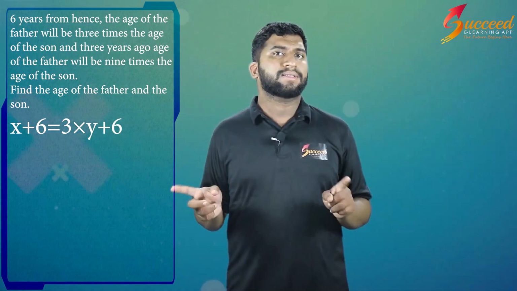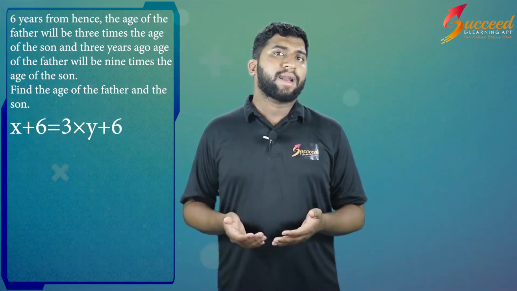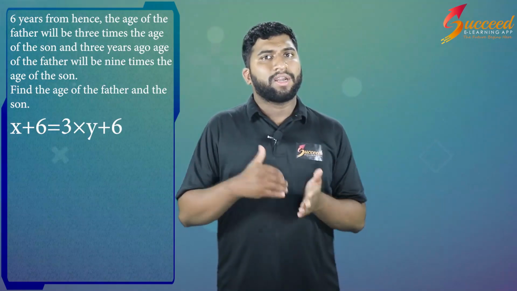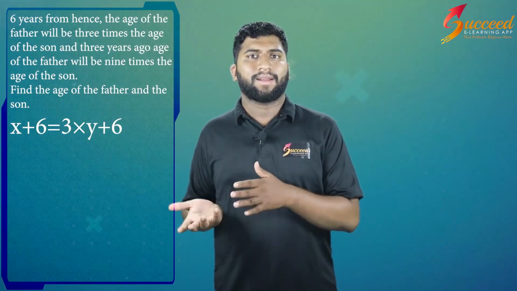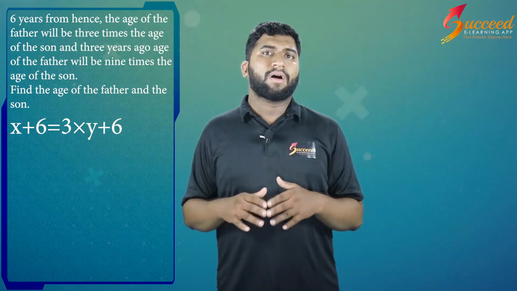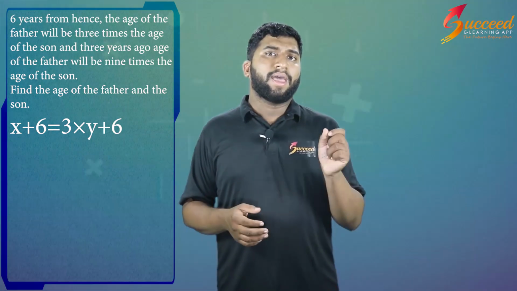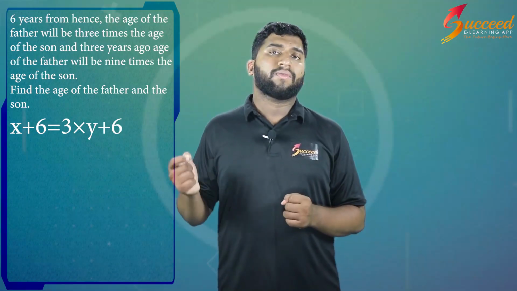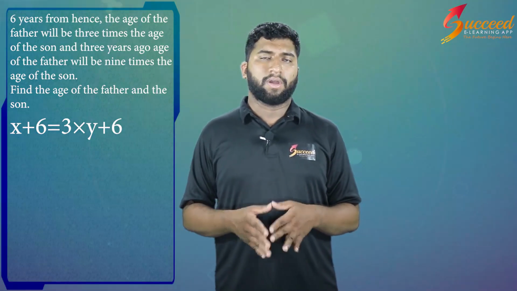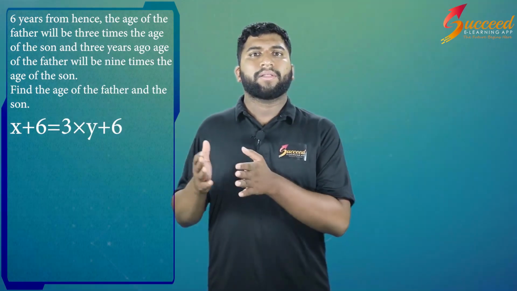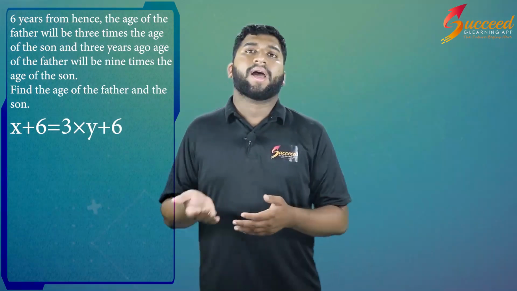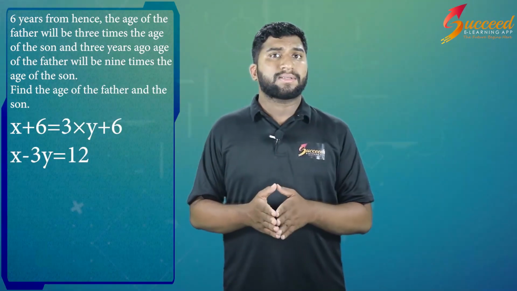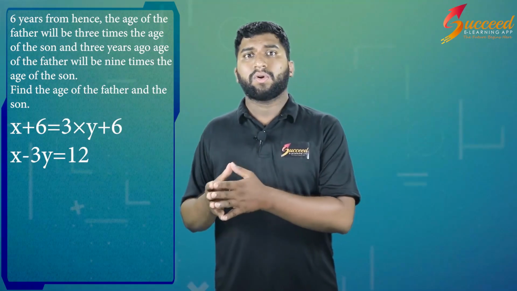So why we are adding 6 on both sides, because what they are telling is 3 times the age of the son, after 6 years. For that reason x plus 6 is equal to 3 into y plus 6. Now we can multiply 3 within the bracket and we get the final equation like this: x minus 3y is equal to 12.